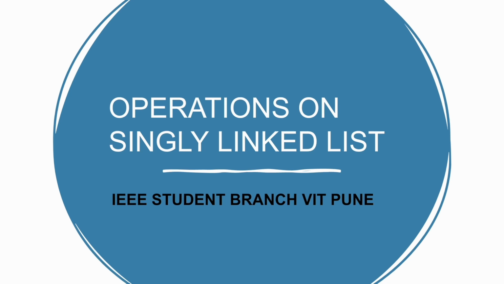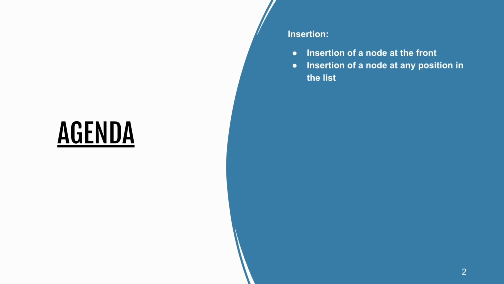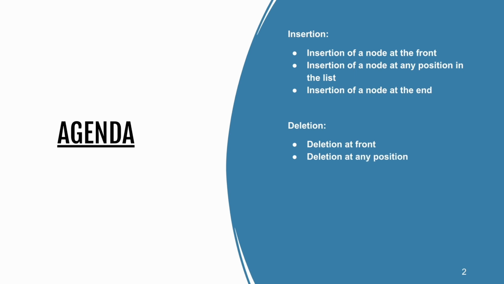In this video we are going to discuss operations on singly linked list. The agenda of this video is insertion: insertion of node at the front, insertion of node at any position in the list, and insertion of node at the end. Then we are going to discuss deletion: deletion of a node at the front, deletion of a node at any position in the list, and then deletion of node at the end.